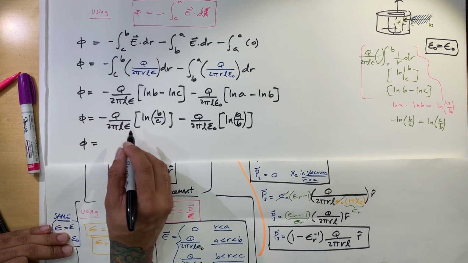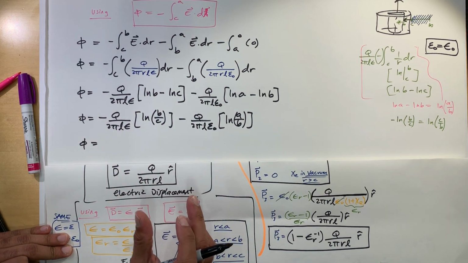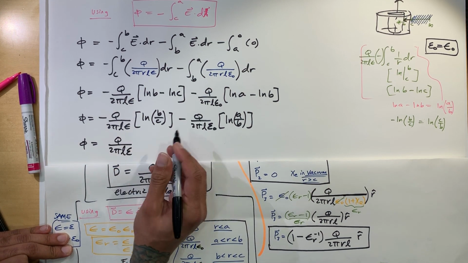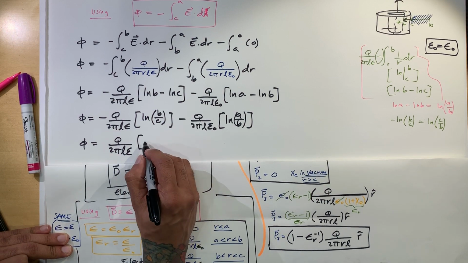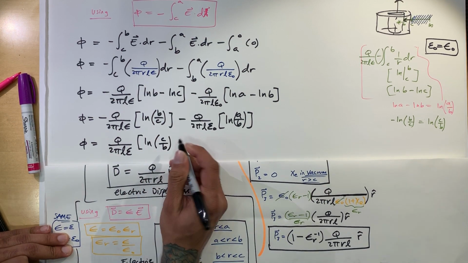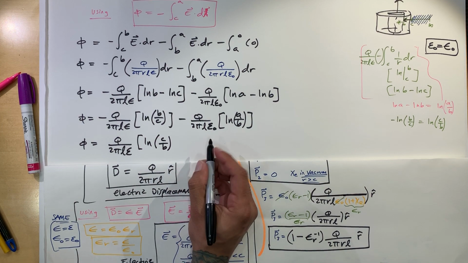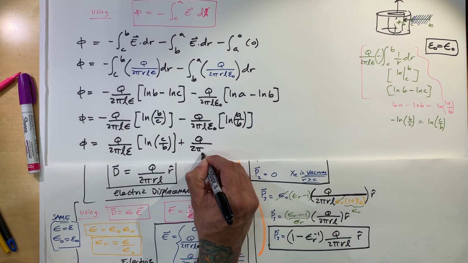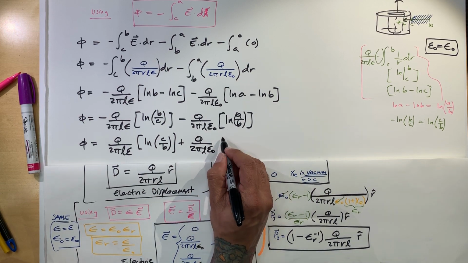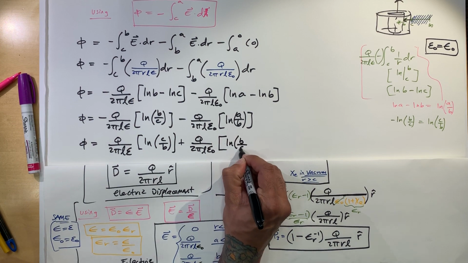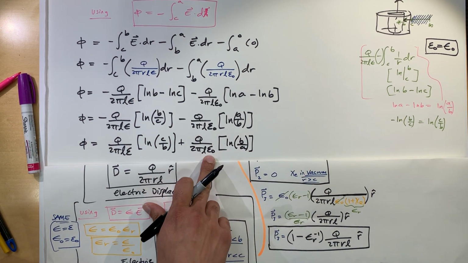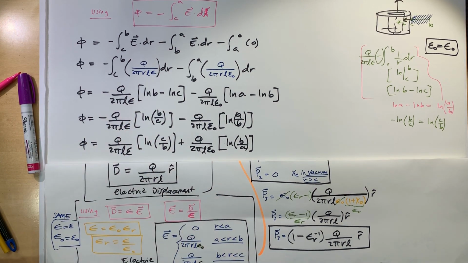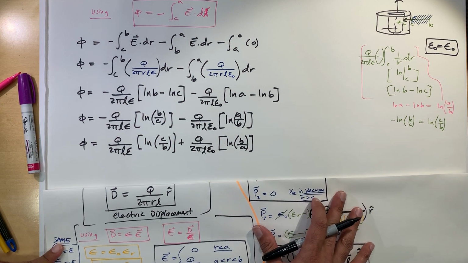We got potential is equal to q over 2 pi L epsilon ln of c over b, plus q over 2 pi L epsilon naught ln of b over a. Sorry, I changed my epsilons, but just know it's the same thing. I don't like writing these actually. These I feel comfortable with. All right, so we got that.